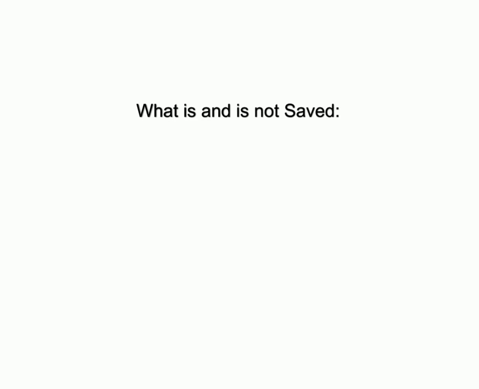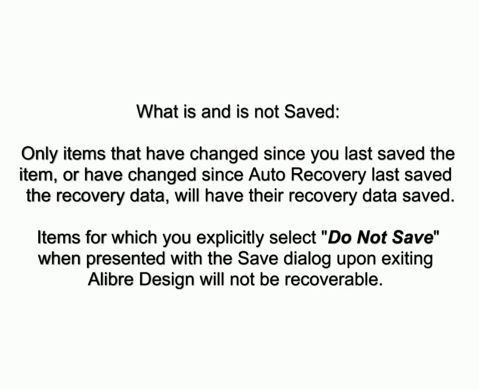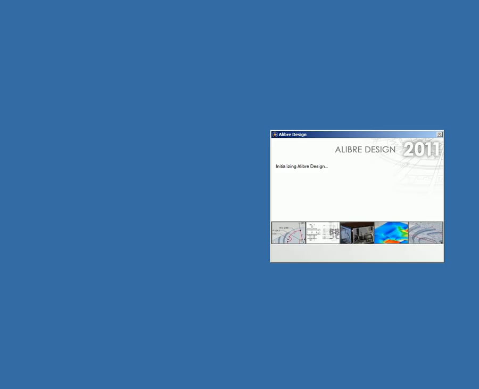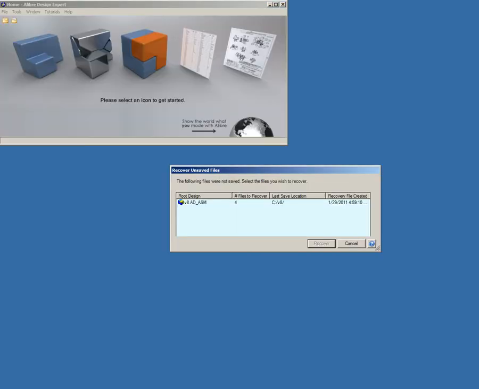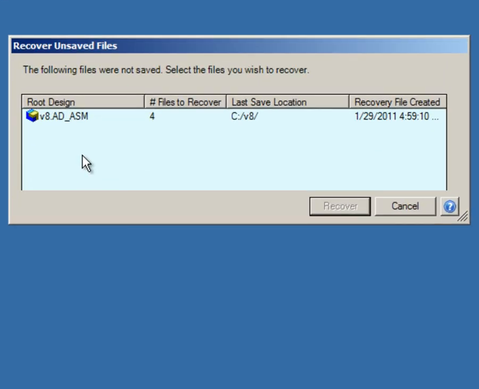What is and is not saved? Only items that have changed since you last saved the item, or have changed since the auto recovery last saved the recovery data, will have their recovery data saved. Items for which you explicitly select Do Not Save when presented with the Save dialog upon exiting Alibre Design will not be recoverable. If you have auto recovery options enabled, Alibre Design will display a dialog when you open the program again if files were not saved during the last session due to unexpected circumstances.